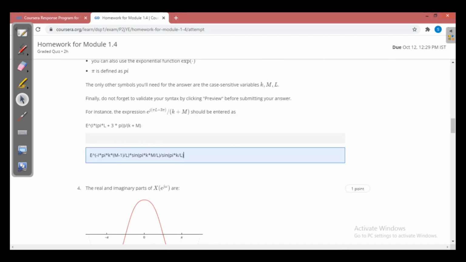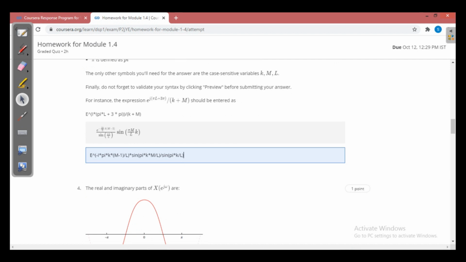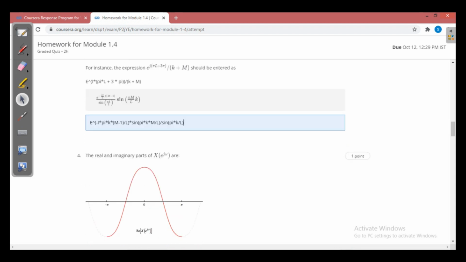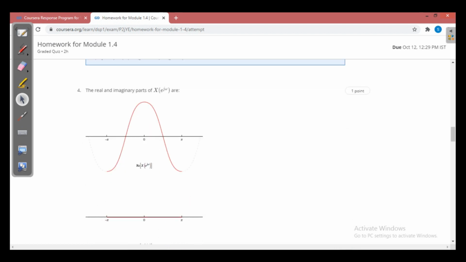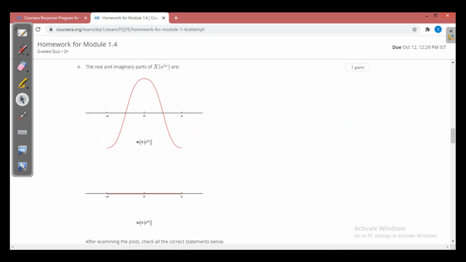Now see the previous expression: e power minus j pi k by L into (m minus 1), sine of pi k m by L, all divided by sine of pi k by L. Now the fourth one, the real and imaginary parts of x of e power j omega. I have the real and imaginary parts.